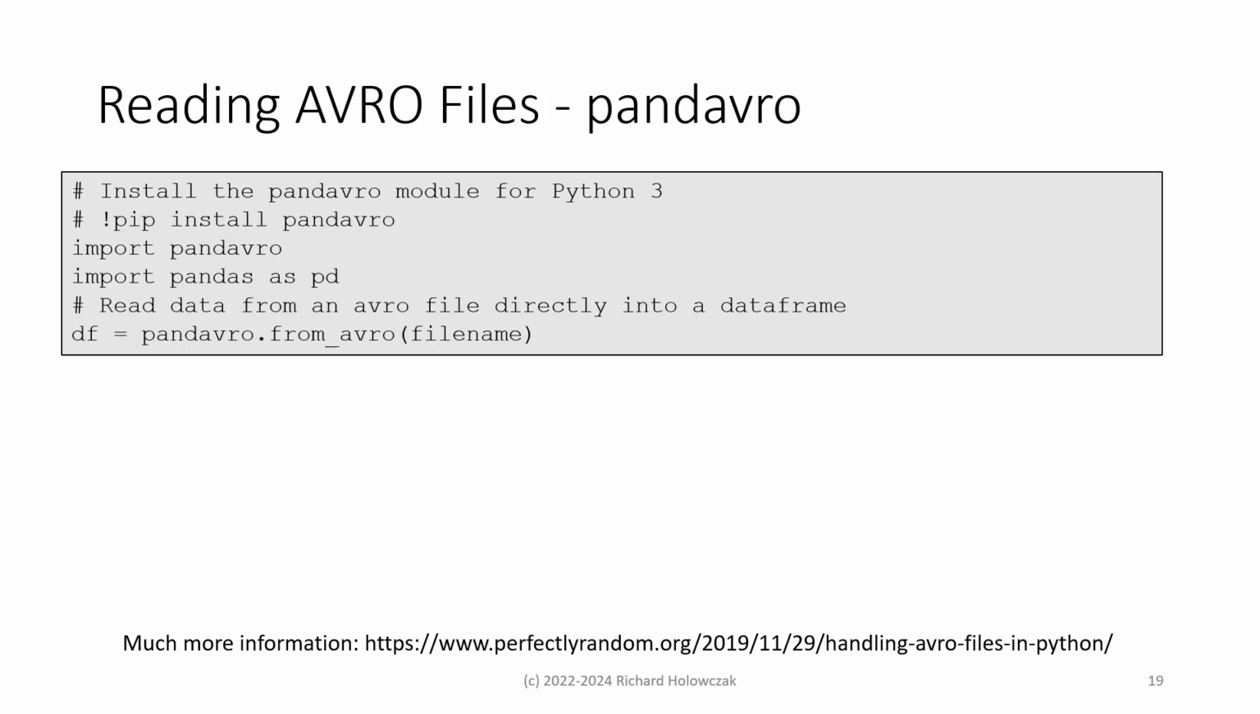And then finally, PandAvro hides a lot of the complexity. PandAvro has a whole bunch of dependencies that you have to install. You basically import PandAvro and pandas, and then you can use the fromAvro function, which again basically implements all of those details of extracting the schema and so on. So this is a little bit more of a compact way, but it does again have a bunch of dependencies that have to be installed. I found this blog, perfectlyrandom.org, handling Avro files in Python, which talks about all three of these cases and what are the pros and cons of each.